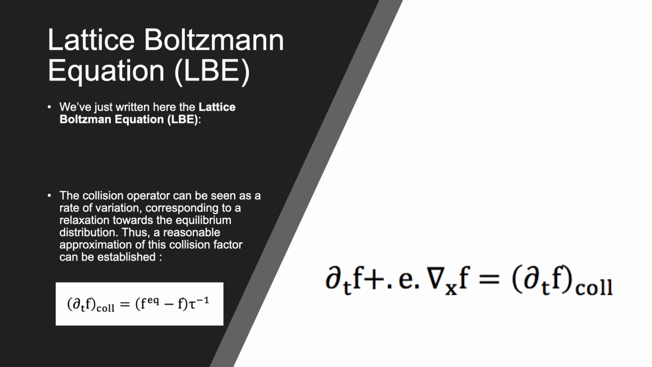So this is it. We got to the Lattice Boltzmann equation, which is, as you saw, the first term and the second term, which represents the collision operator. And this collision operator can be seen as a rate of variation corresponding to a relaxation towards the equilibrium distribution. So sometimes a reasonable approximation taken for this is f at equilibrium minus f, divided by tau.